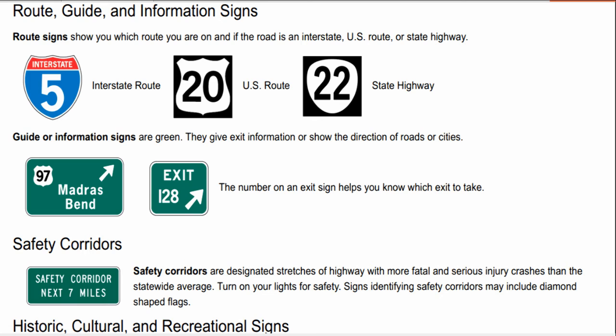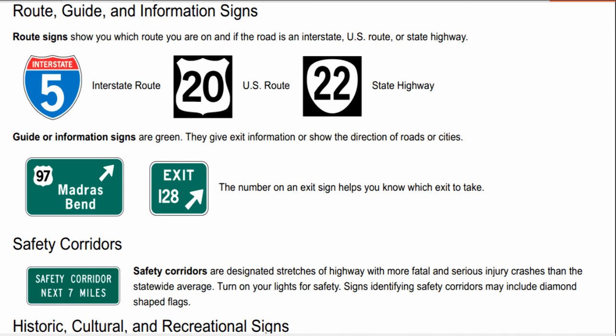Safety corridors. Safety corridors are designated stretches of highway with more fatal and serious injury crashes than the statewide average. Turn on your lights for safety. Signs identifying safety corridors may include diamond-shaped flags.